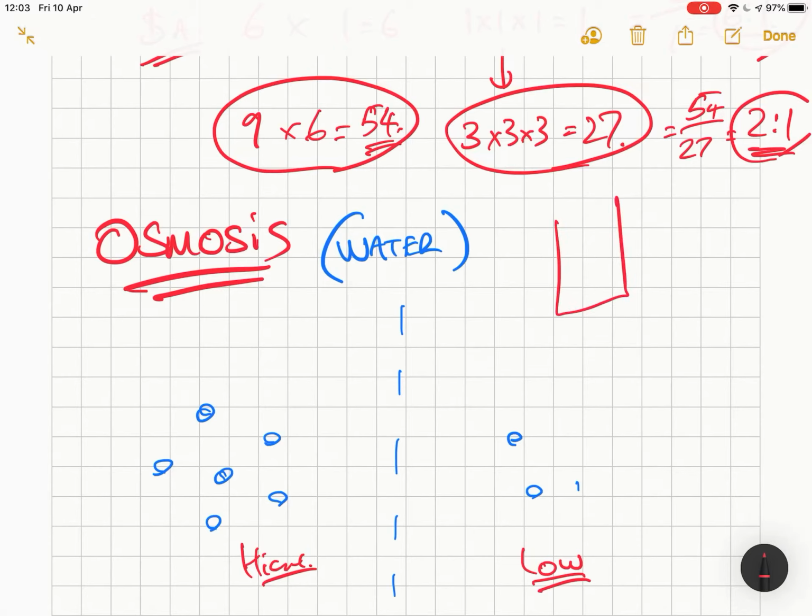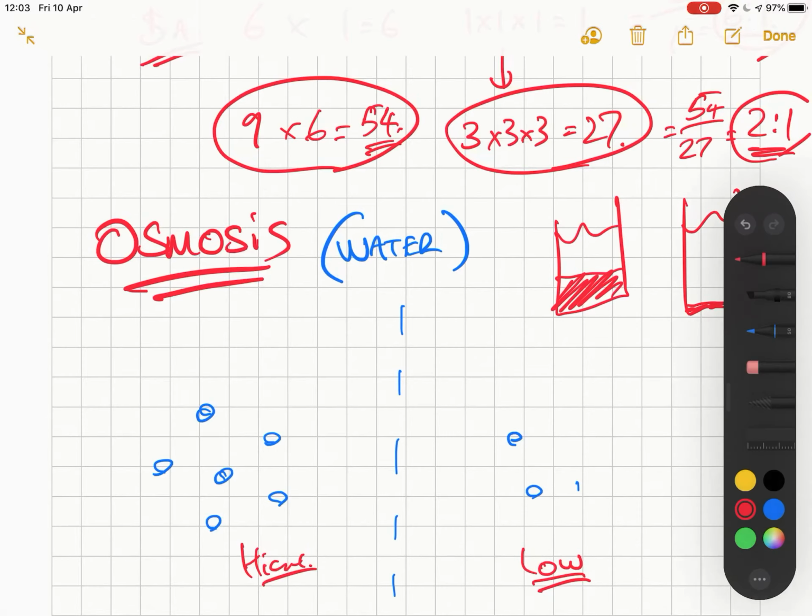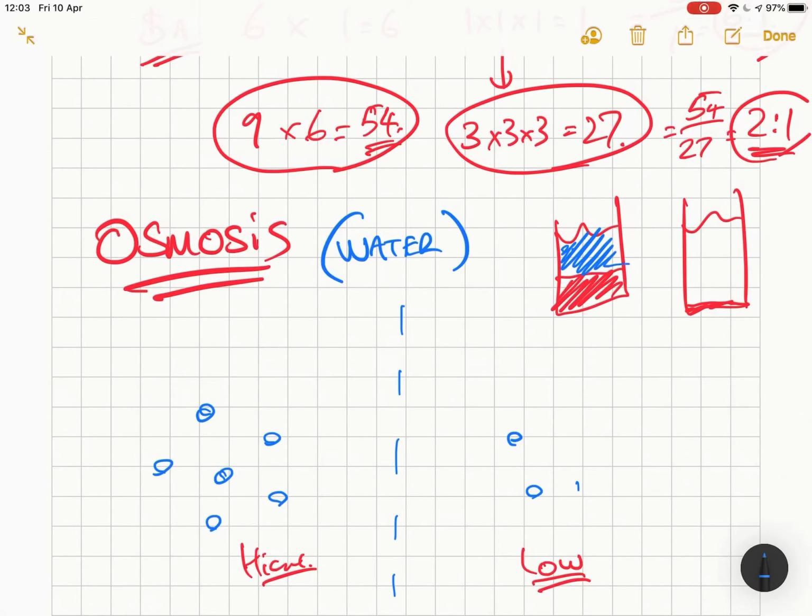Now, if you're just talking about the concentration of a solution rather than the particles, let's imagine we've got a glass of juice here. This has lots of solute, this has very little solute, and this has lots of water, the solvent, and this has more of the solvent. So this here is a more concentrated solution and has a higher concentration. This has a lower concentration. So that's contradictory to the concentration of the water particles.